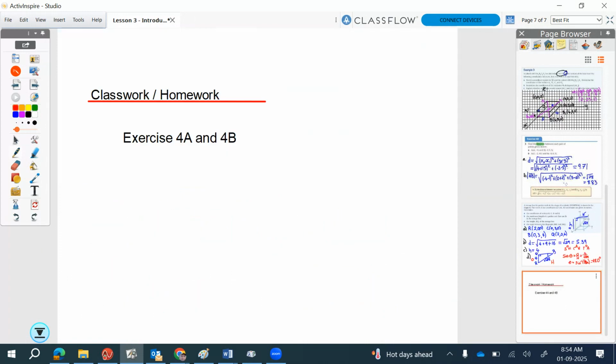Okay, have a go at exercise 4A and 4B, finish it off for homework.